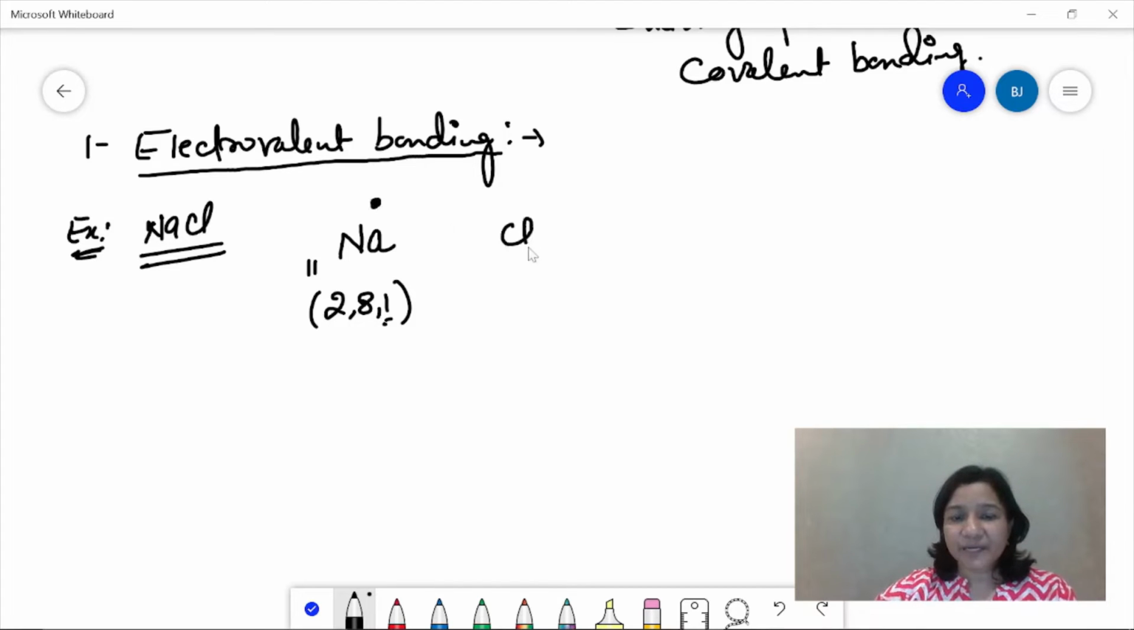Similarly, you will write the chlorine atom. The atomic number of chlorine is 17, so 2,8,7 is its electronic configuration. So how will you show the valence electrons around the chlorine atom?